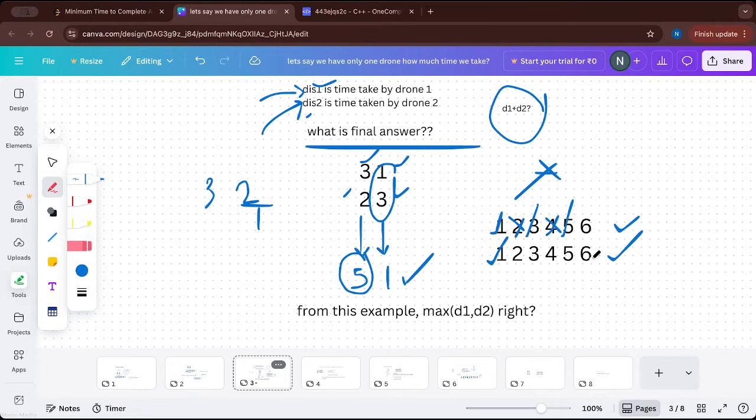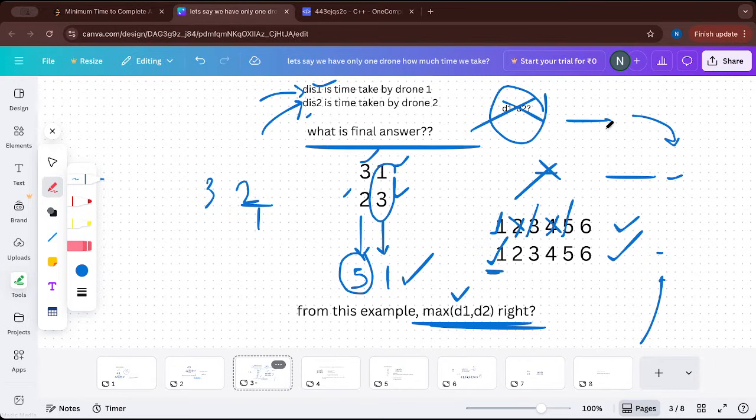If we clearly observe, it is simply the maximum of D1 and D2, right? Because if drone 1 is recharging at 2 and 4, drone 2 can deliver at that time. And when drone 2 is recharging, drone 1 can deliver in that time. So we can utilize some recharging periods of one as the delivery time of the other. From this we can say that it is the max of D1 and D2 and not D1 plus D2 for sure, because the sum will take more time, but the maximum will surely be less than the sum of both, right? So for now what we got is simply the max of D1 and D2.